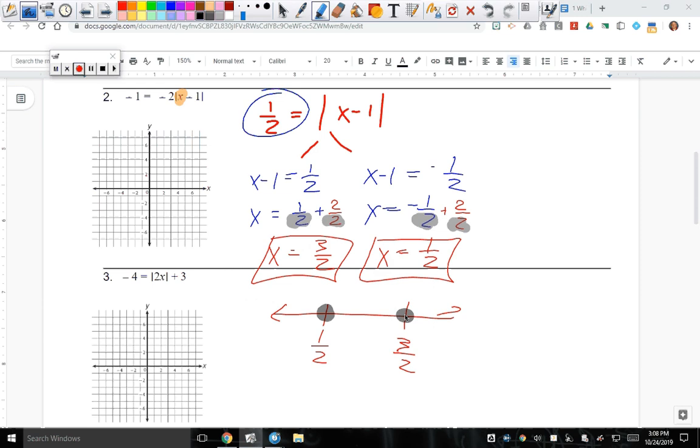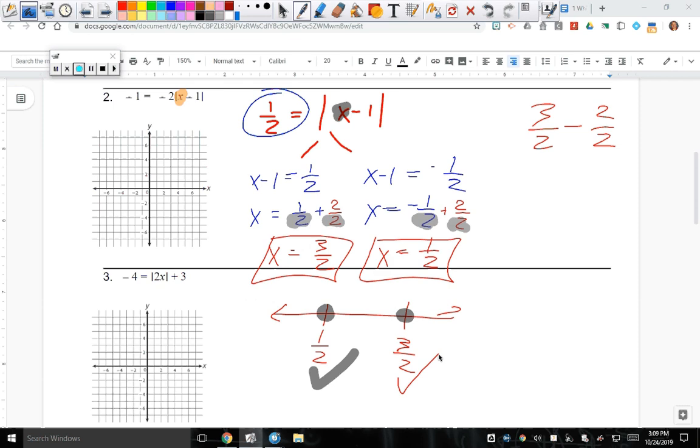So plugging in 1/2 here, 1/2 minus 1 is negative 1/2. The absolute value of that is 1/2. That one worked. 3/2 minus 1 is 1/2 because 3/2 minus 1 is minus 2 over 2. The absolute value is still 1/2. So I don't have any extraneous. They both should work. Okay?